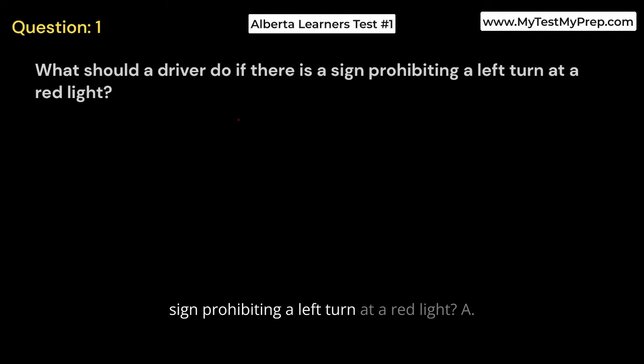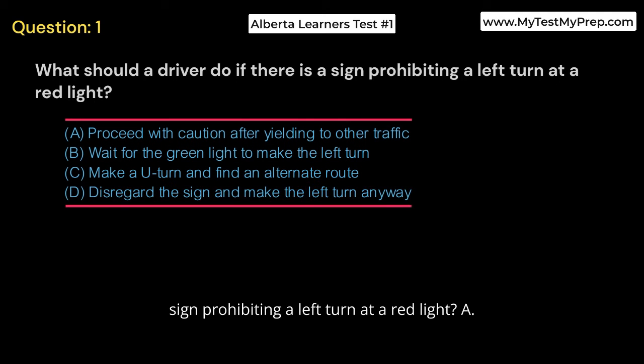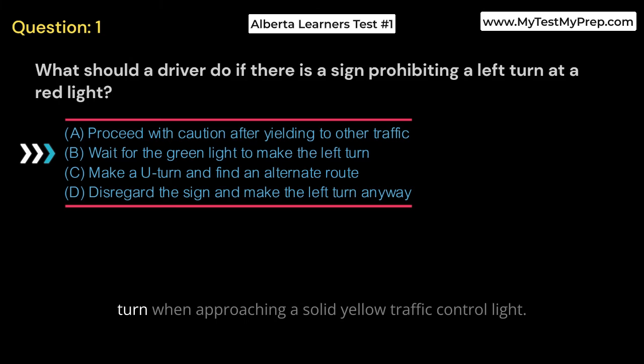What should a driver do if there is a sign prohibiting a left turn at a red light? A. Proceed with caution after yielding to other traffic. B. Wait for the green light to make the left turn. C. Make a U-turn and find an alternate route. D. Disregard the sign and make the left turn anyway. Answer B. Wait for the green light to make the left turn.